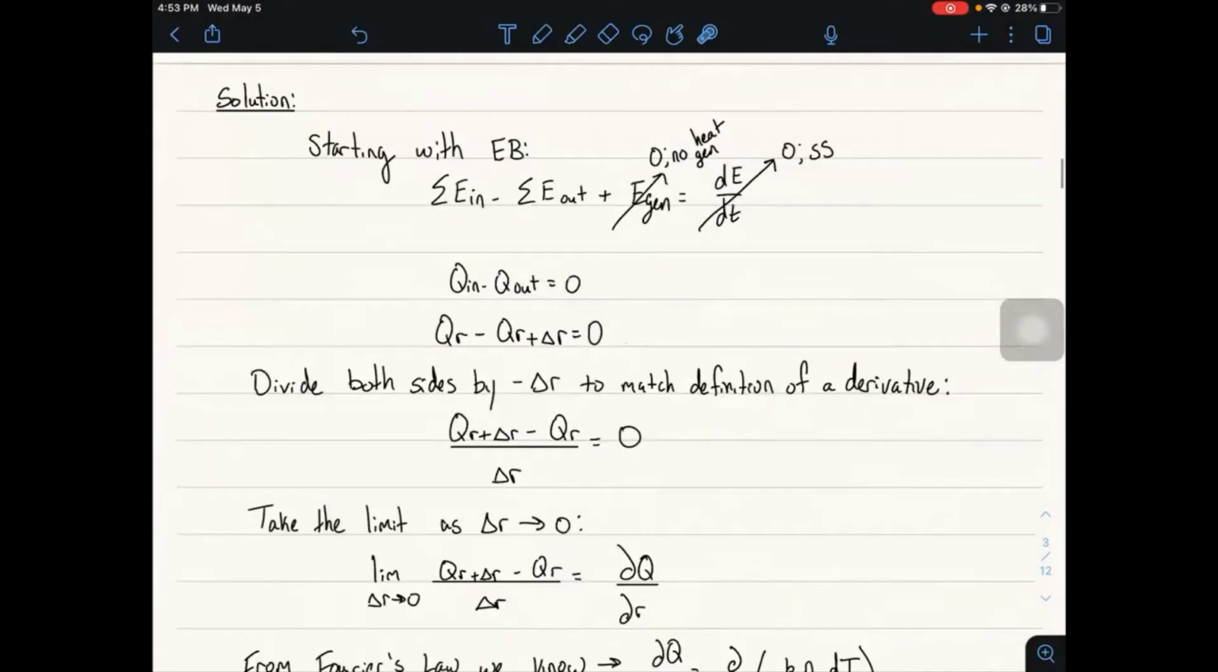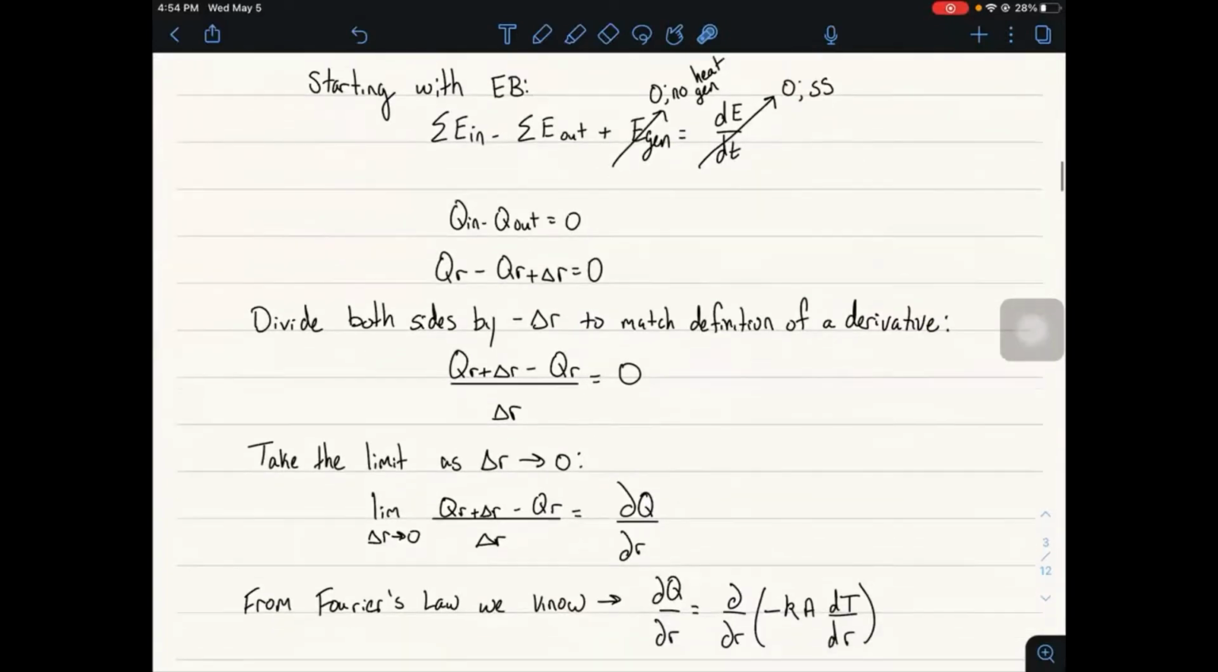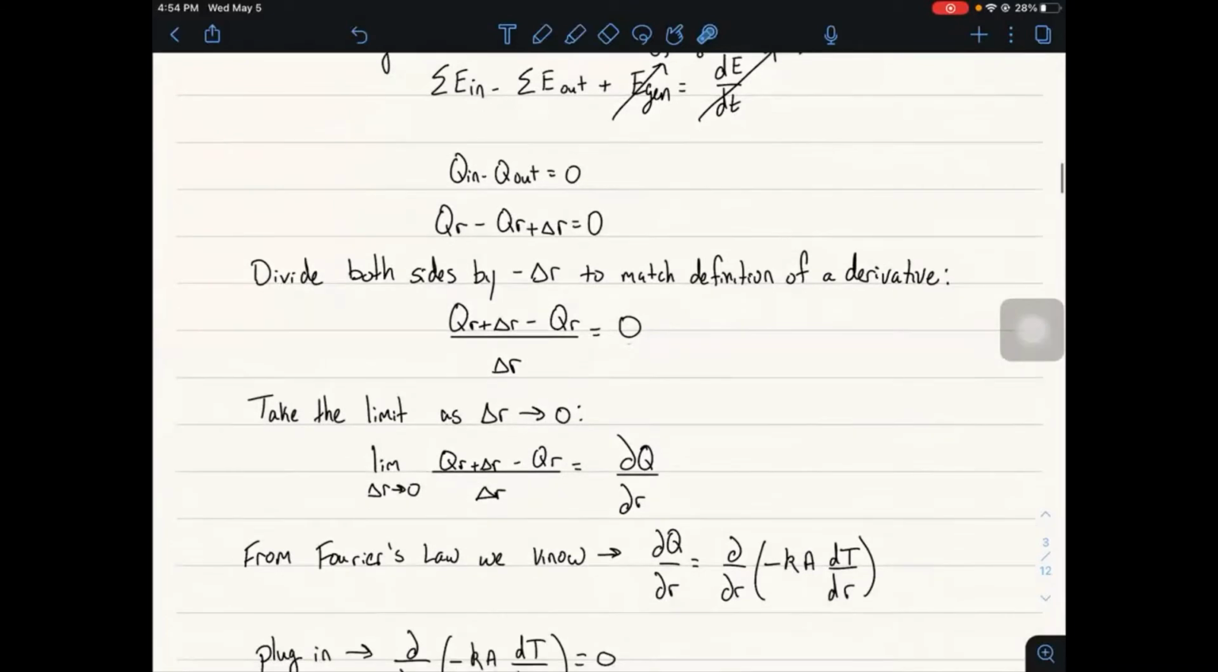So for the solution, we start with the energy balance. And so we cancel out E gen because there's no heat generated, and the change of energy with respect to time because it's at steady state. So then we just replace that with Q. And then we have Q at the inner radius minus Q at the outer radius equals 0.